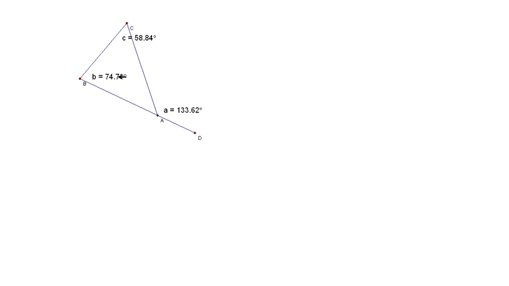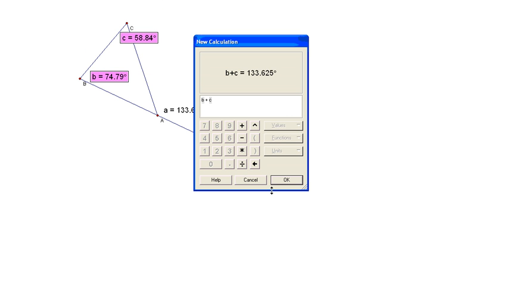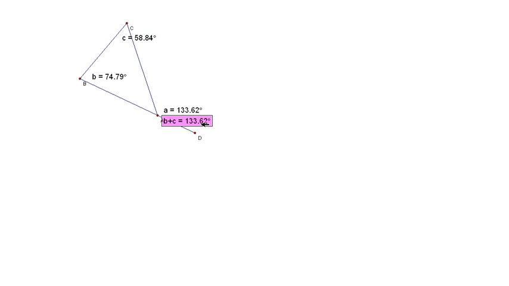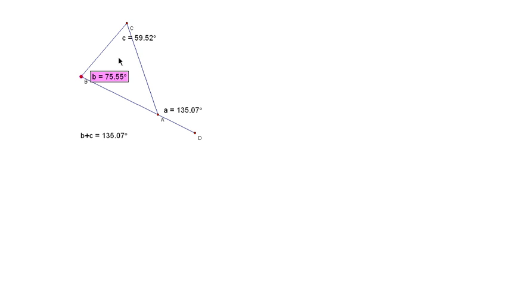Okay, so how can we prove this? Let's take this and let's calculate it. Let's take this plus this and click OK. And notice that B plus C equals 133.62. Okay, what if you change the triangle? The relationship stays intact. Okay, so these two opposite interior angles are equal to the exterior angle.